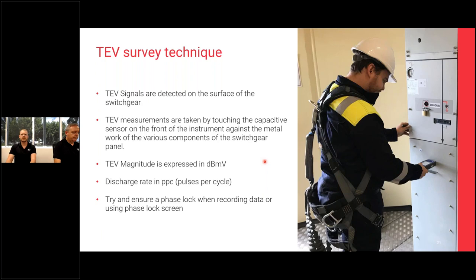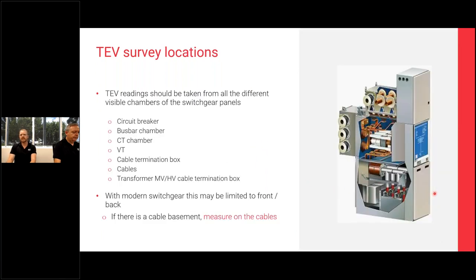Okay, where do we take TEV readings? We take TEV readings basically all over the switchboard. If I was scanning this ring main unit here, I would take a TEV reading on the front of the cable box, on the circuit breaker, up on top of the bus, at the rear of this bus. I would also, if I was able to physically do it, get underneath the switchboard and run a TEV test on the outside of the HV cables under there. That's often the best spot to test because you are at the electrically closest point to the switchgear. Your TEV sensor, which is located here, is only a few millimetres or a centimetre away from the earth screens and the HV conductor itself.